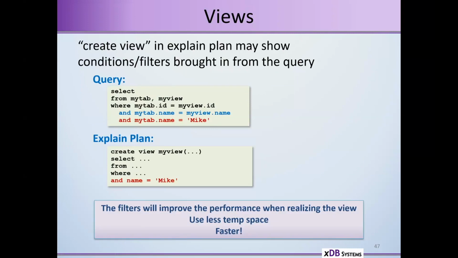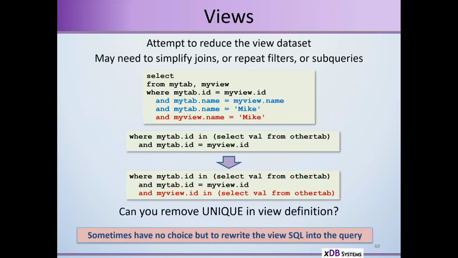What you would expect to see at the top of the explain plan, where you see create view and then your normal SQL, you would hope to see the same literal value, the same criteria that was entered into the where clause of the main query, also added into the create view statement. What will that do? It will reduce the size of the table that's created and it will run much faster. So this is what you would hope to see, but it doesn't always work that way.